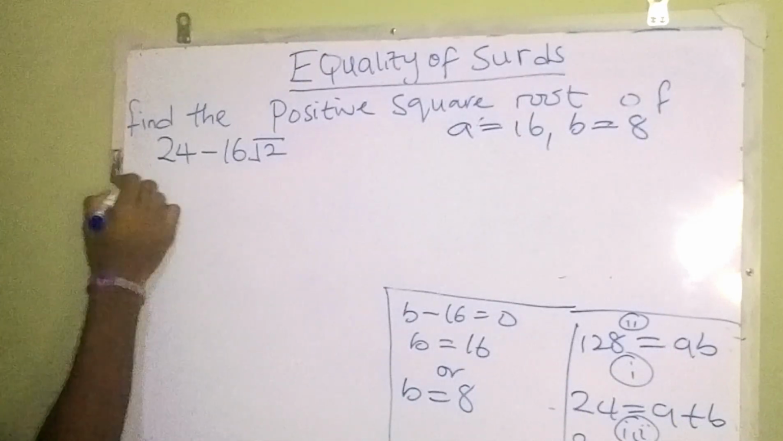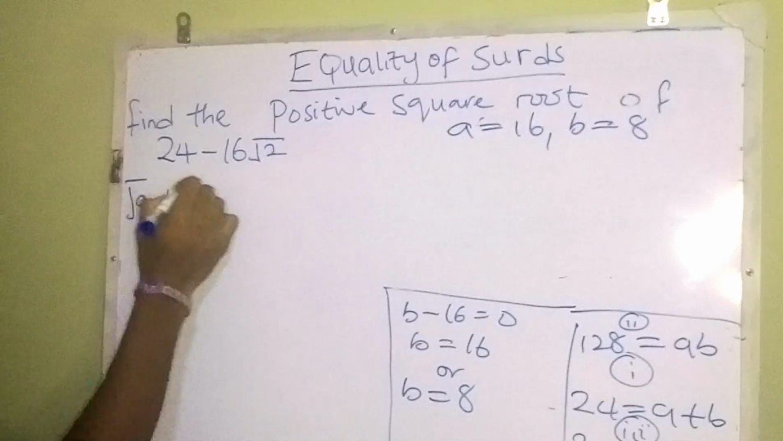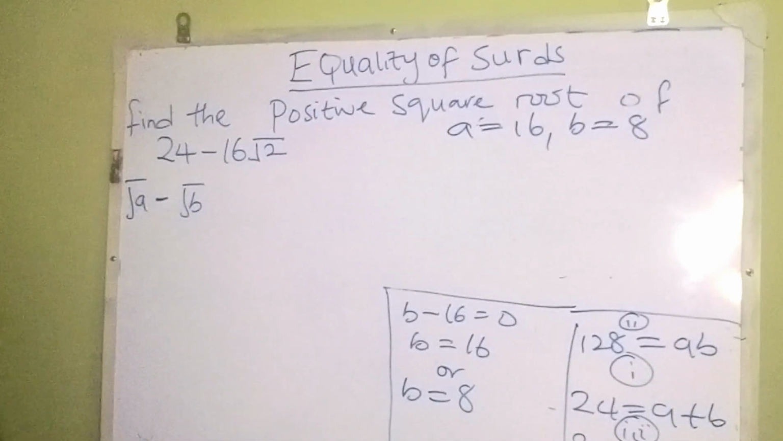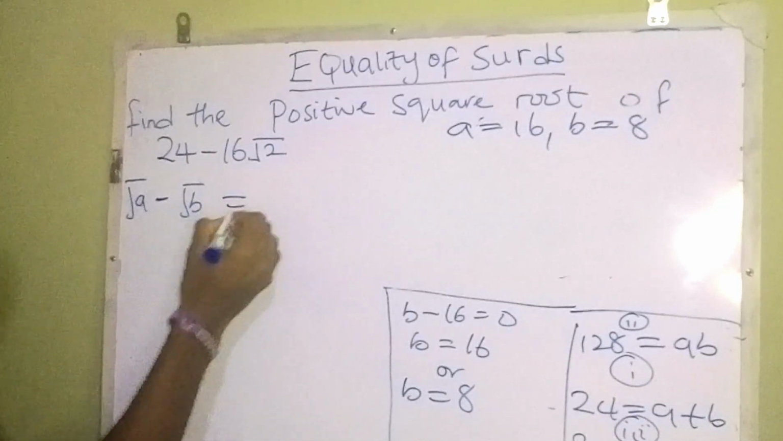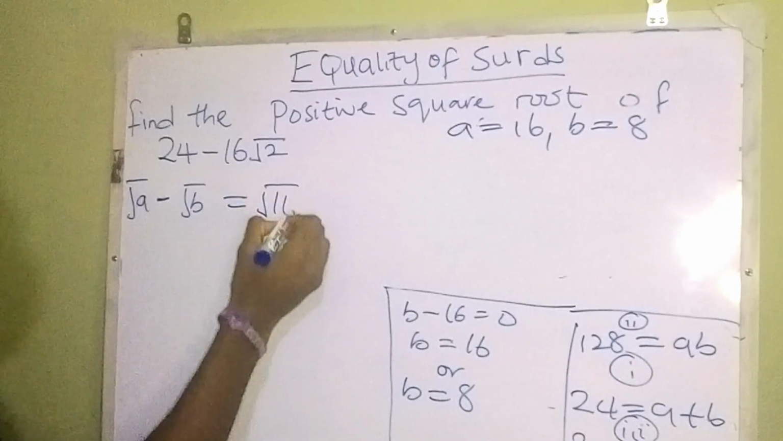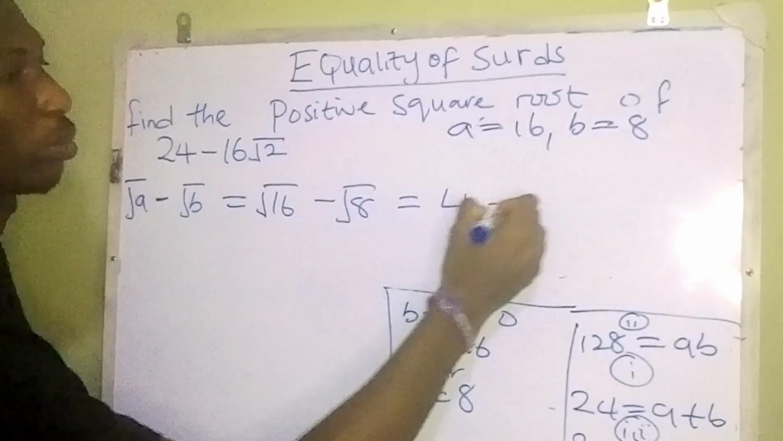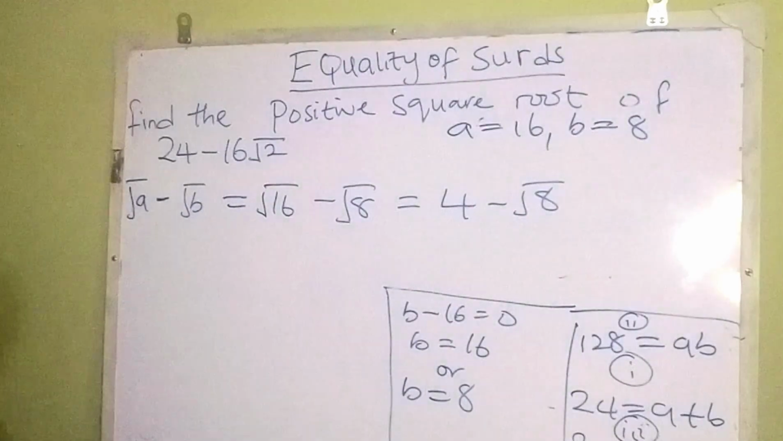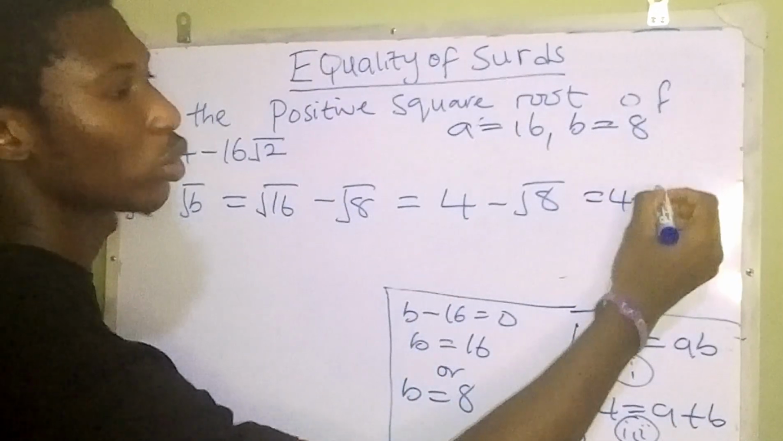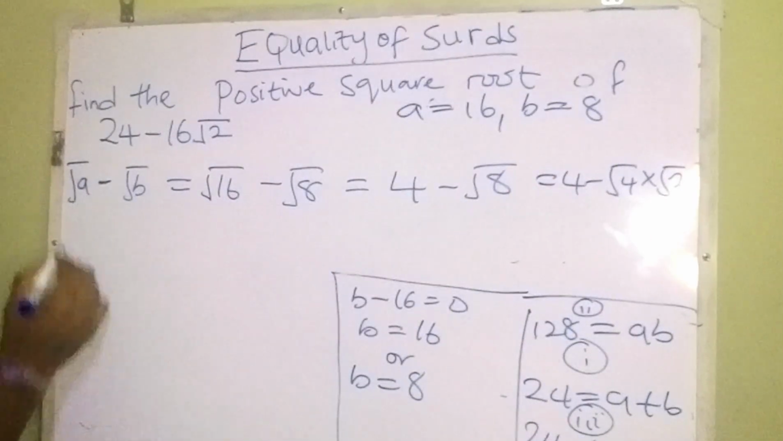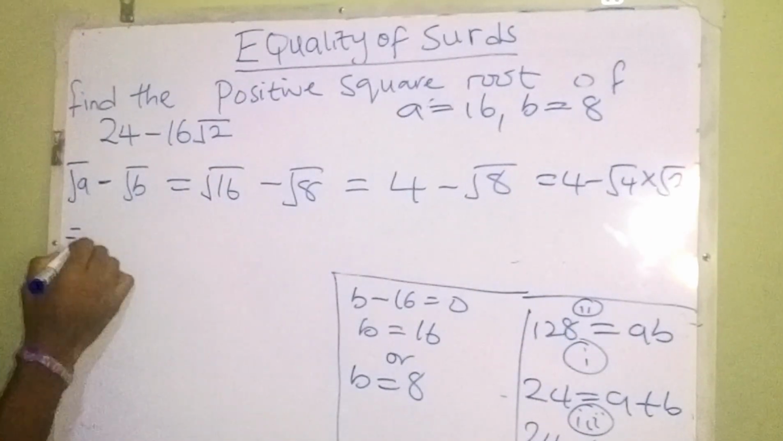Now we have that square root of A minus square root of B, we're supposed to use minus, so it will be equal to square root of 16 minus square root of 8. So square root of 16 is 4 minus square root of 8. Now square root of 8 can be reduced to square root of 4 times square root of 2. So I can now have 4 minus square root of 4 times square root of 2. Now square root of 4 is 2.